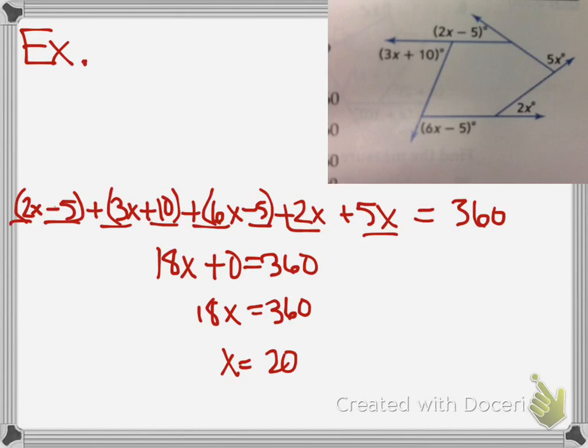So there I found out that x is equal to 20, and then from that I could even say, okay, 3 times 20 plus 10 is 70. You could find out all the angle measures by just substituting the 20 in for x and going from there.